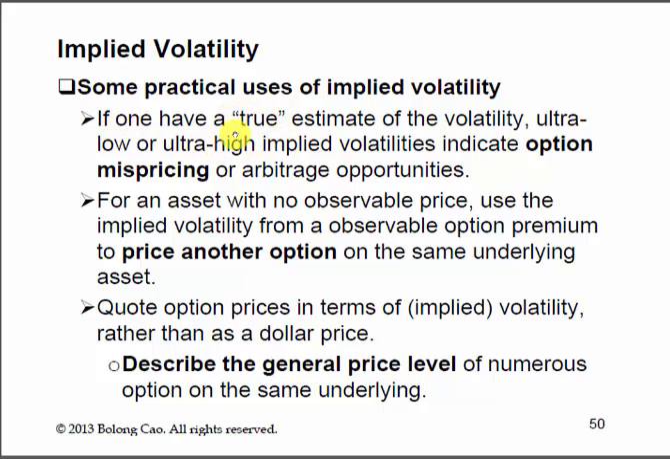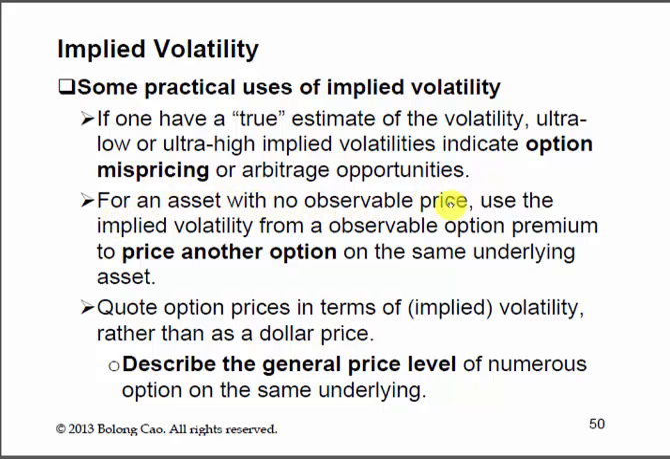If one has a true estimate of the volatility, in other words, a really good estimation of the volatility, and you believe the market is wrong, ultra low or ultra high implied volatility indicates option mispricing, or say arbitrage opportunities. So if you can estimate the volatilities better than other people and even better than the market, then it's possible to make arbitrage profits.